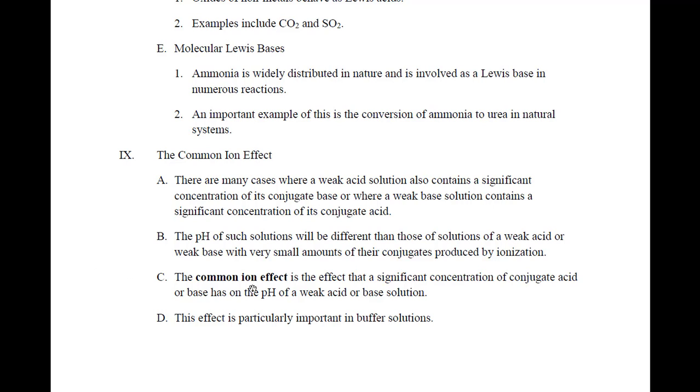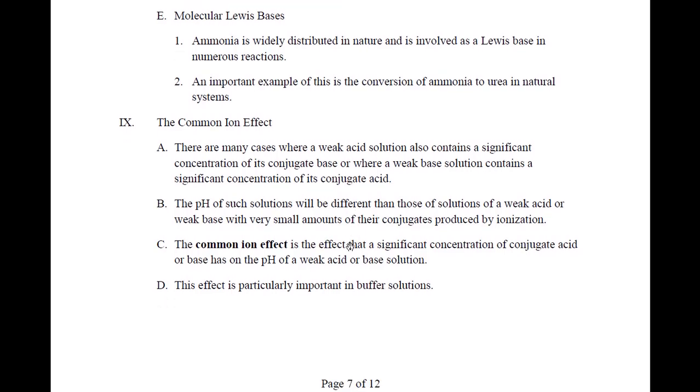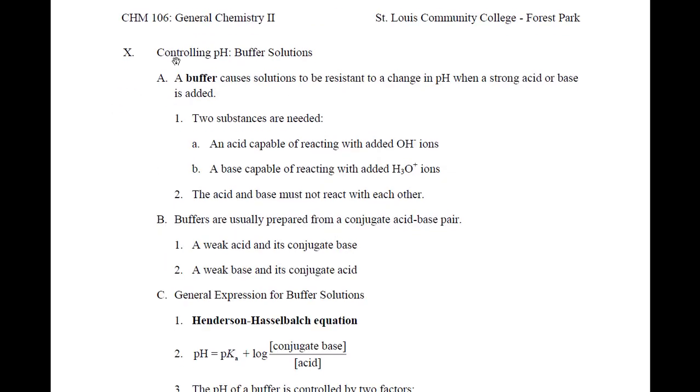This common ion effect, where you have a significant amount of conjugate base and its weak acid together in the same solution, is going to affect the pH significantly. And so what will happen is that when we mix a weak acid with a significant amount of its conjugate base, we create a solution called a buffer. And so section 10, controlling pH: buffer solutions.